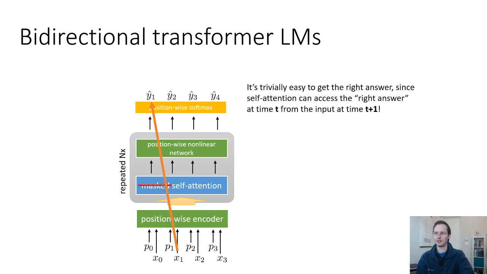It's trivially easy to get the right answer since the self-attention can access the right answer at time t from the input at time t plus 1. And that's a big problem.